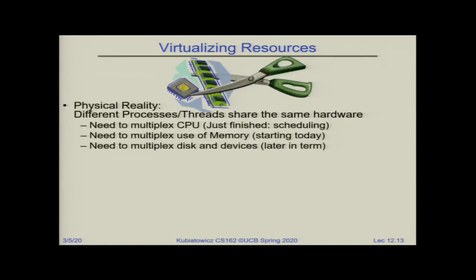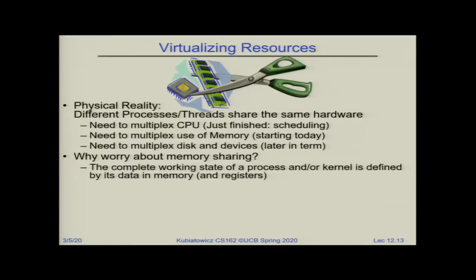And 61C end, right? Okay, so physical reality is that different processes and threads all share the same hardware. So we've been talking about multiple processes and multiple threads, and you need to multiplex the CPU, you got to multiplex memory, you got to multiplex disks and devices. And why worry, for instance, about memory sharing? Okay, so you've got these memory chips, and you chop it up into little pieces and give it to each of the processors. The question is, why does this matter? And the thing that matters here is the complete working state of a process is in memory.